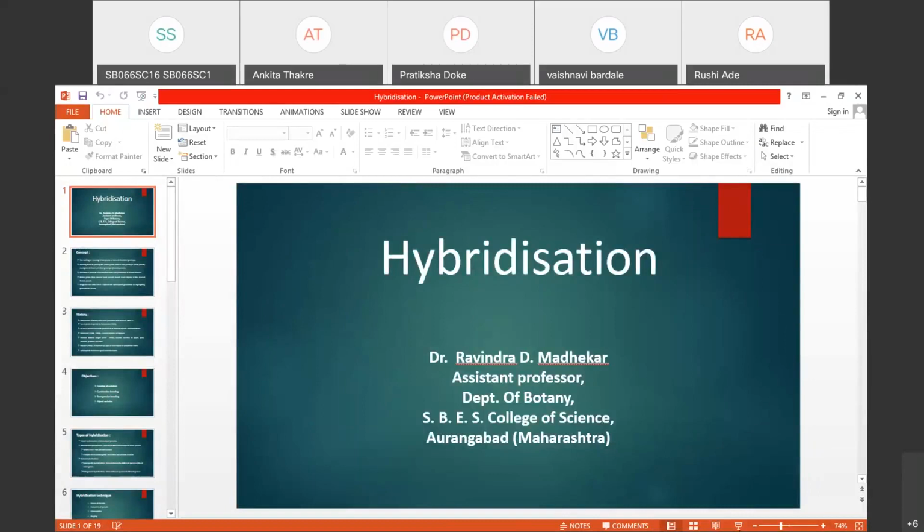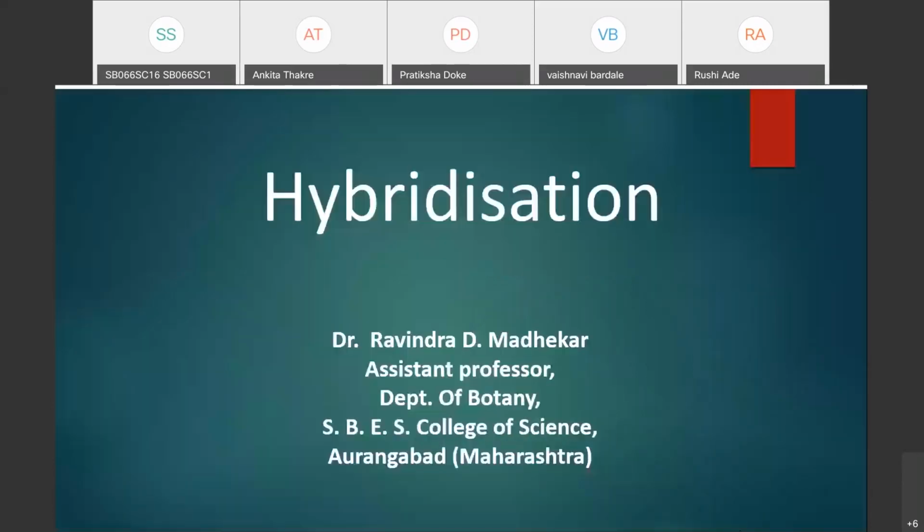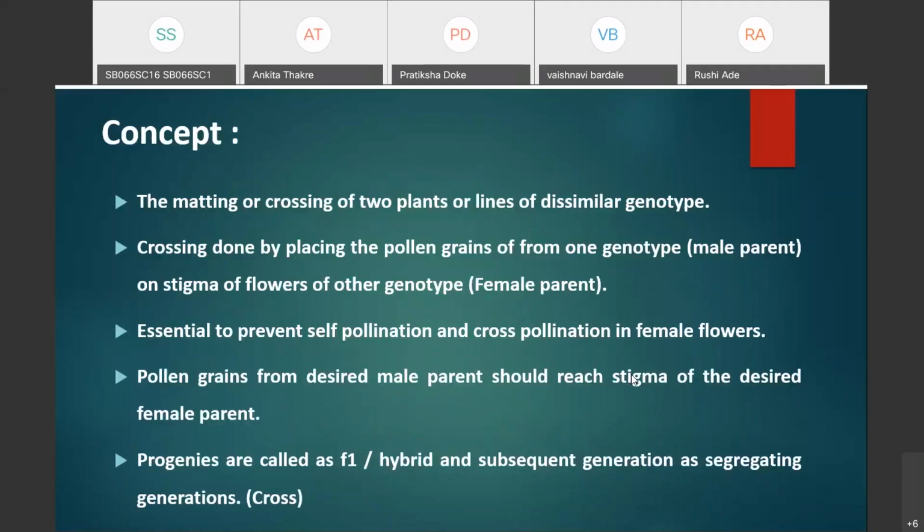In the last lecture we discussed the concept of hybridization, then the history of hybridization. Hybridization is nothing but the crossing or mating of two plants or lines of dissimilar genotype. That is, whenever two plants having different genetic constitution are crossed with each other, that process is called hybridization.